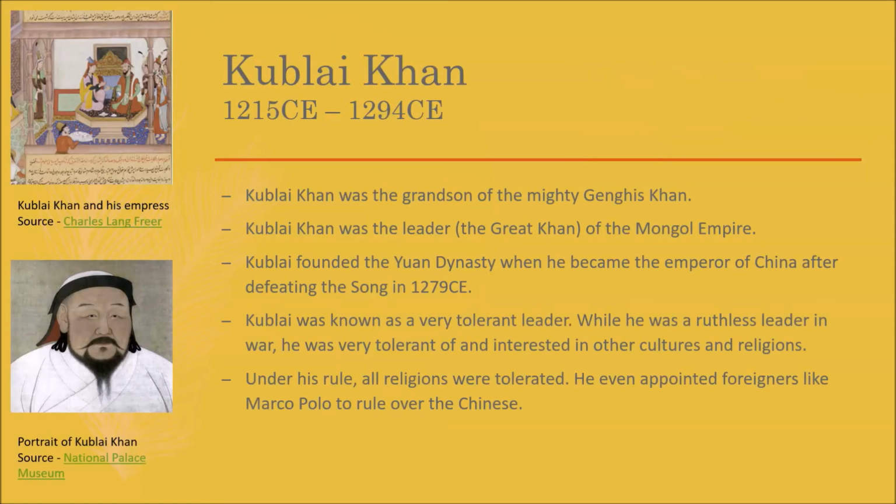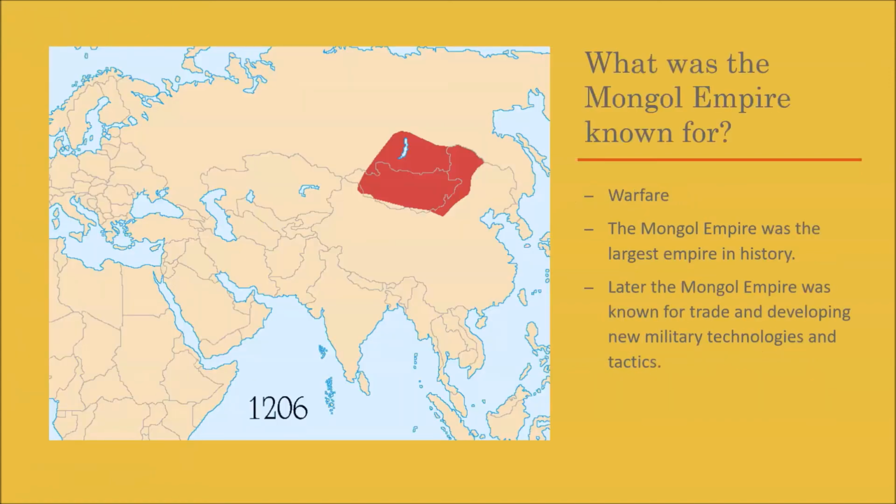So a little bit about Kublai Khan. Kublai Khan was the grandson of the mighty Genghis Khan. Kublai Khan was the leader, the great Khan of the Mongol Empire. Kublai founded the Yuan Dynasty when he became the emperor of China after defeating the Song in 1279 CE. Kublai was known as a very tolerant leader. While he was a ruthless leader in war, he was very tolerant of and interested in other cultures and religions. Under his rule, all religions were tolerated, and he even appointed foreigners like Marco Polo to rule over the Chinese.